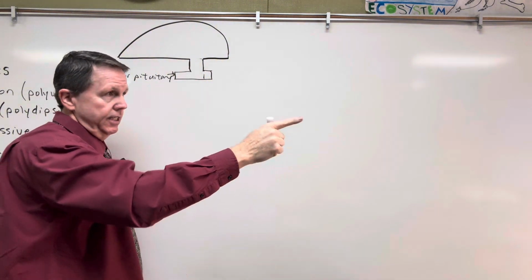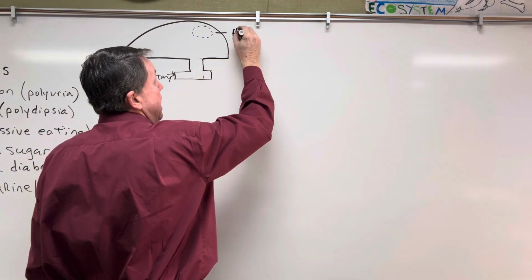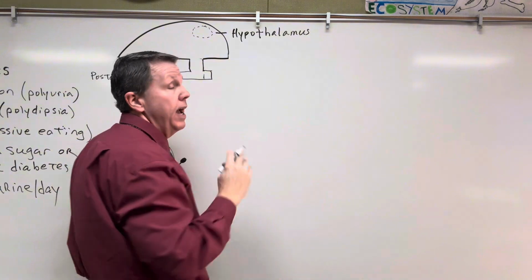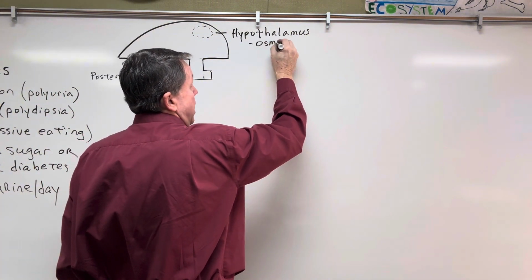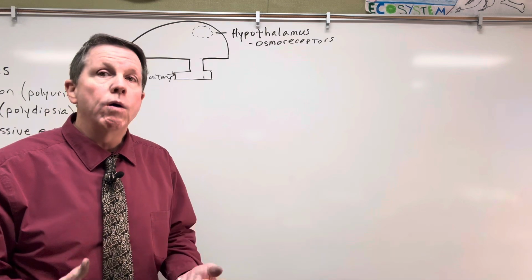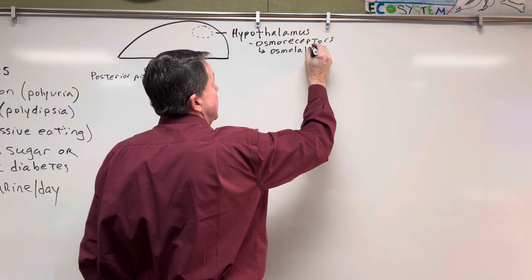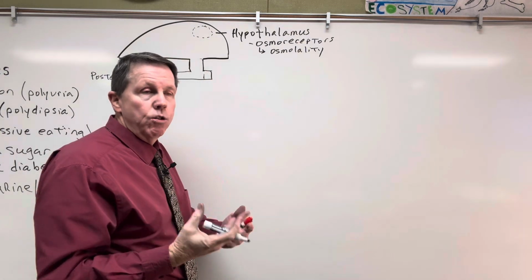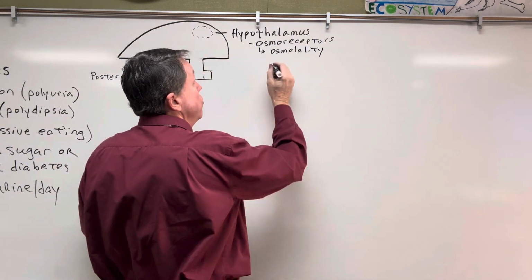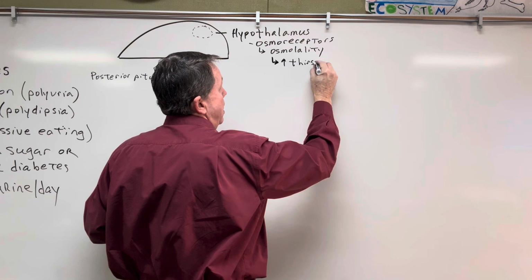Now, in the brain, remember, this is on someone facing this way. I'm going to draw this up here, even though in actuality it's not way up here. And this is going to be the hypothalamus. In the hypothalamus, you have something called osmoreceptors, and what osmoreceptors are going to do is measure the concentration of particles in the blood, or what we call osmolality. As the osmolality increases, in other words, as the concentration of particles to water increases, it's going to lead to an increase in thirst, and then the person is going to want to drink.